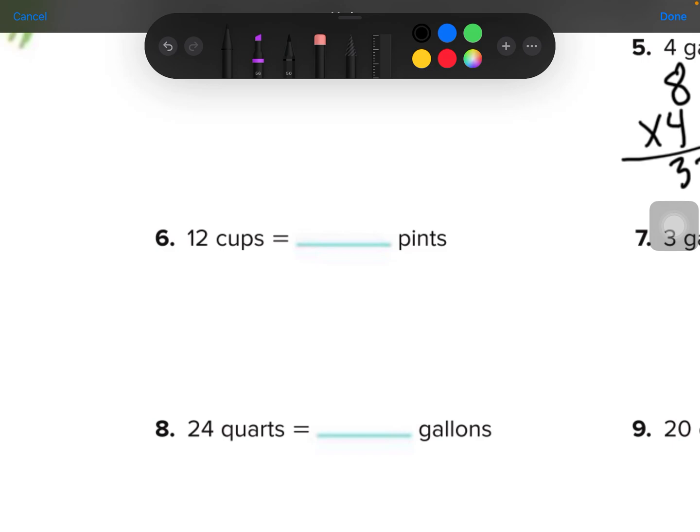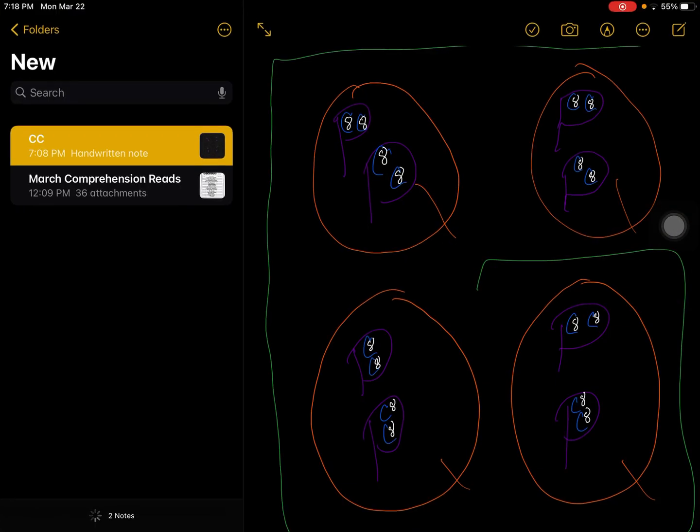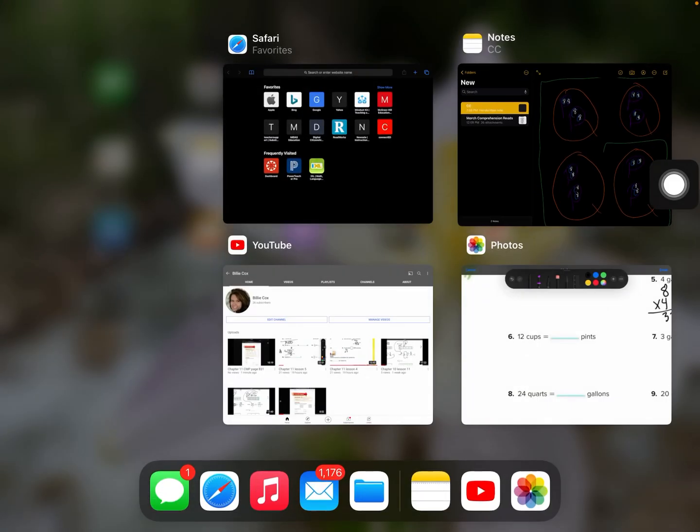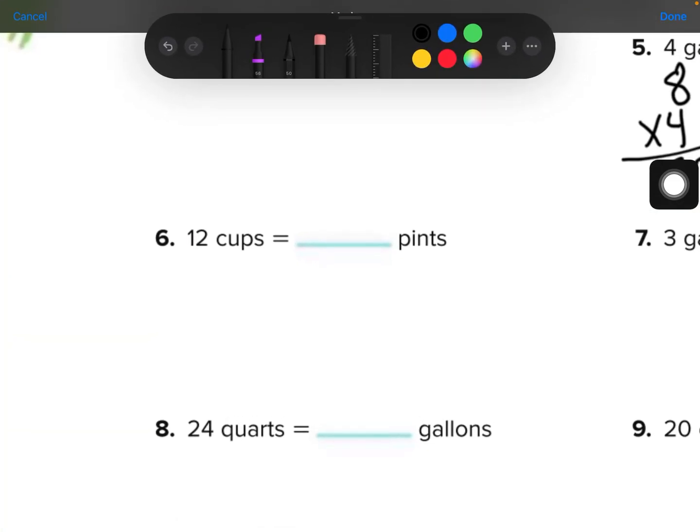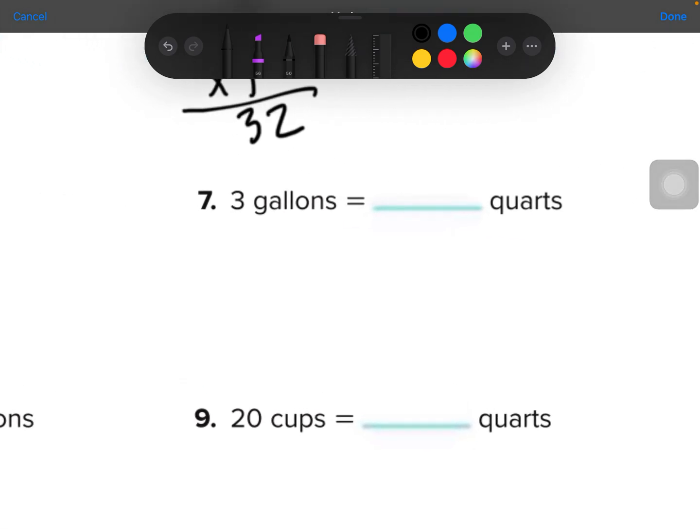12 cups equals how many pints? Well, let's look at our poster. Okay, so I'm looking at the cups. Cups are the blue C's. And I need 12 cups is how many pints? 1, 2, 3, 4, 5, 6, 7, 8, 9, 10, 11, 12. So I have 1, 2, 3, 4, 5, 6 P's. So 6 pints. So 12 cups is going to equal 6 pints.